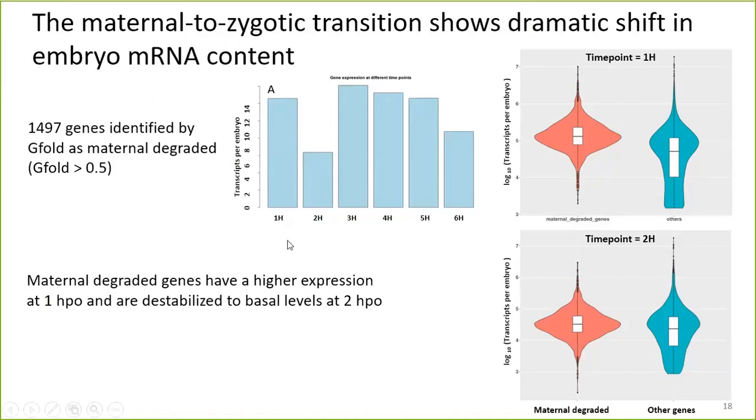And when the embryo starts developing, what basically happens is that it clears the maternal transcripts quite randomly. And what happens is the most highly abundant transcripts at the first hour time point are going to be the most affected by this destabilization. So they will be destabilized such that their levels come down to the level similar to all the other genes. And we think this is what is happening at this point.